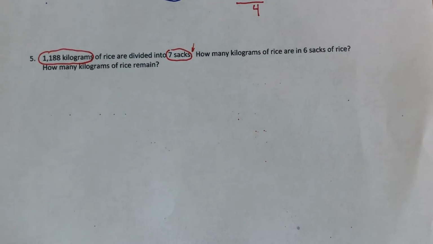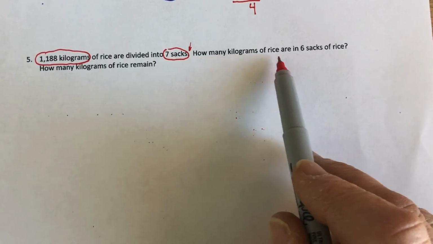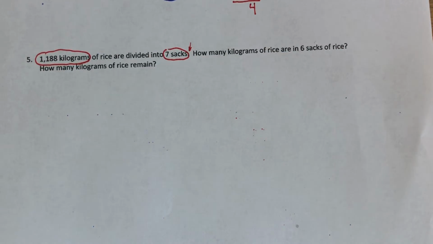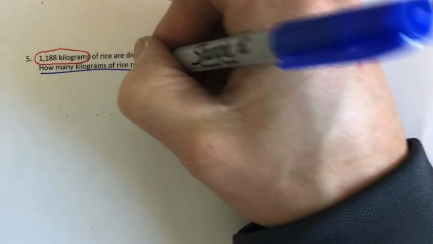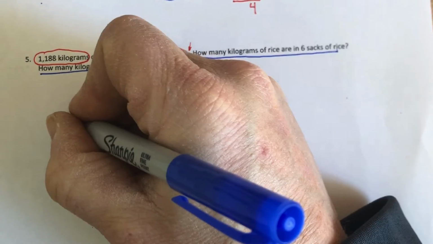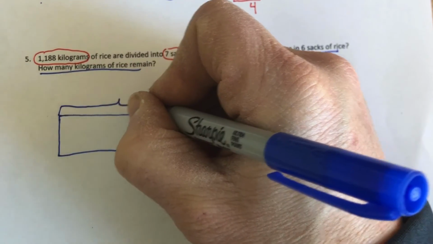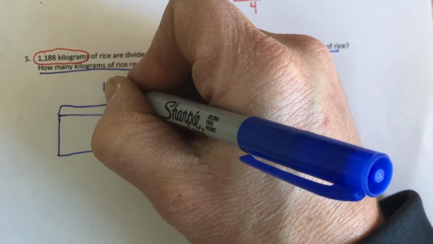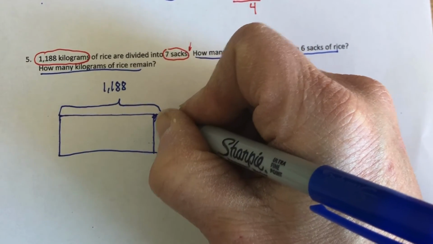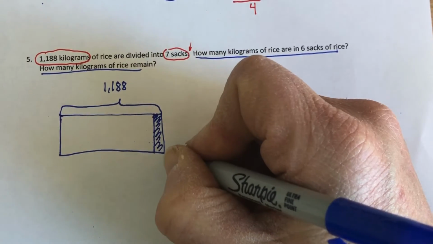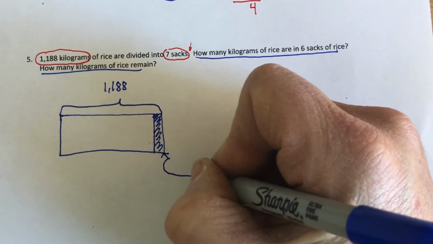Great. So now, how many kilograms of rice are in 6 sacks of rice? Okay. How many kilograms of rice remain? So I have to know both here, right? No problem. Show this as a tape diagram. So rectangle first. The whole thing represents 1,188. I will have a remainder left over, so I'm going to put a little box in the end, shade that in, show that as my remainder.